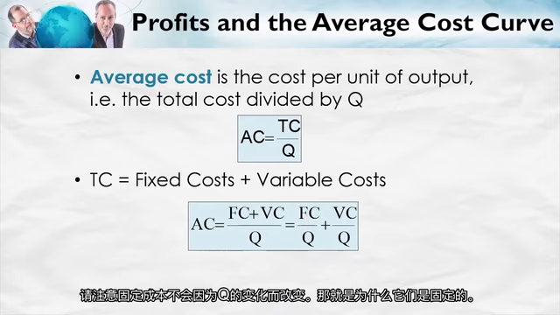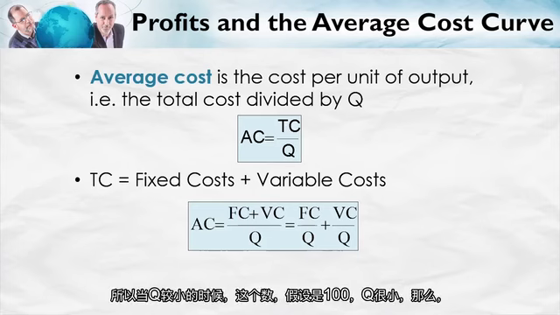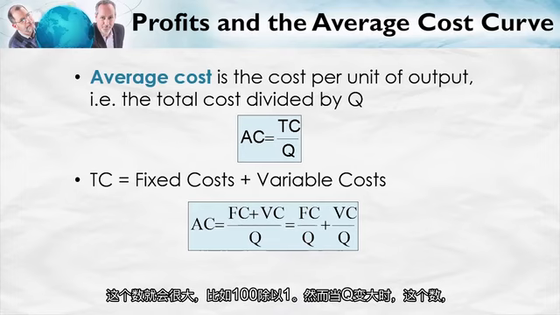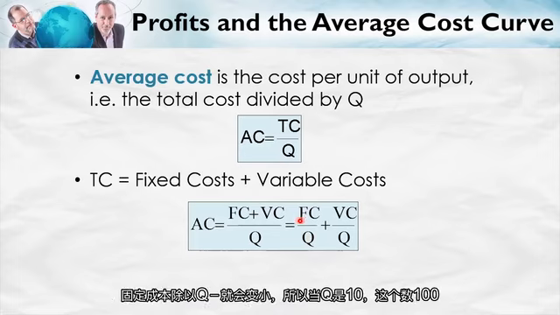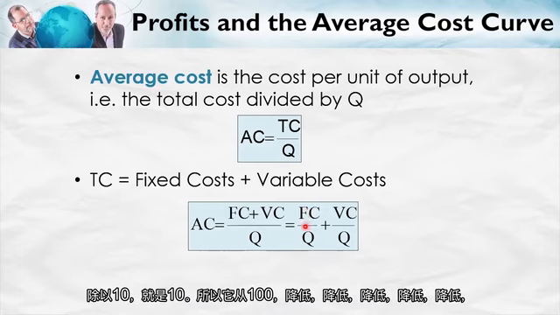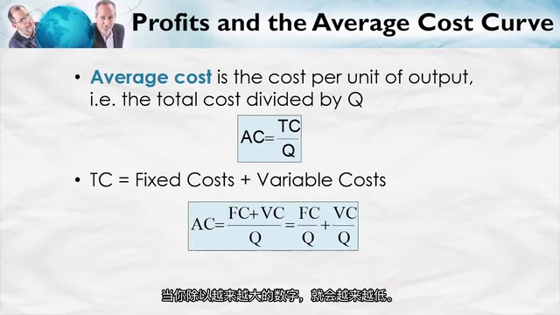That's why they're fixed. So when Q is small, suppose fixed cost is 100 and Q is small, then this number is going to be big, like 100 divided by 1. As Q gets larger, however, this number, fixed cost divided by Q, is going to get smaller. So when Q is 10, this number, 100 divided by 10, becomes 10. So it goes from 100 and it goes down, down, down, gets lower and lower all the time as you divide by a bigger quantity.